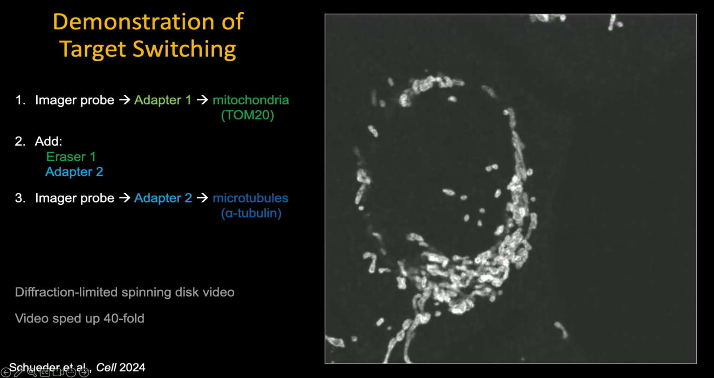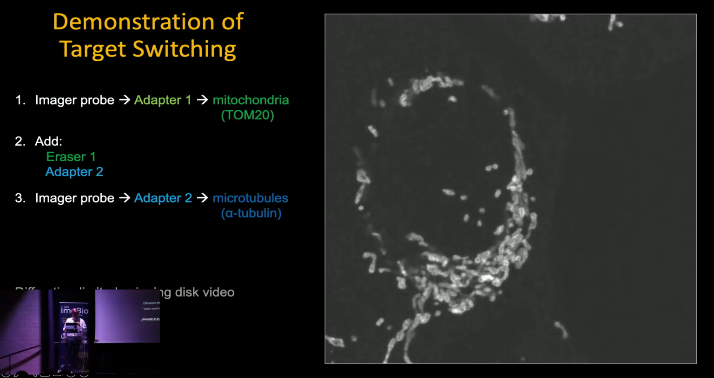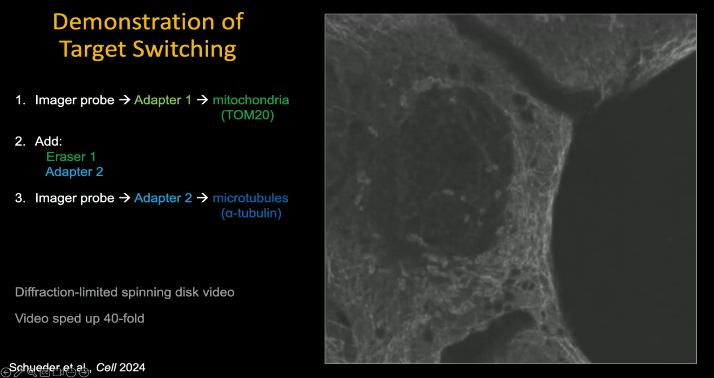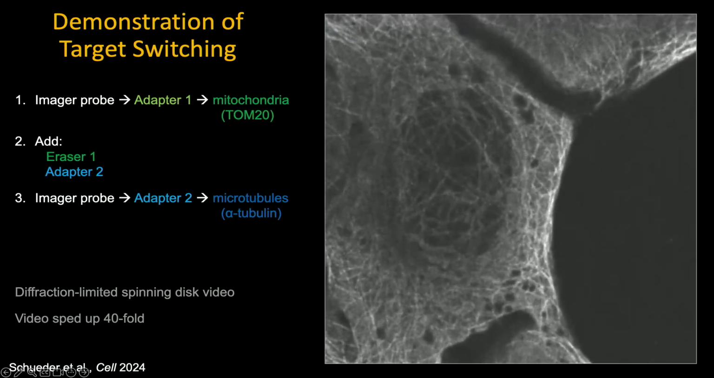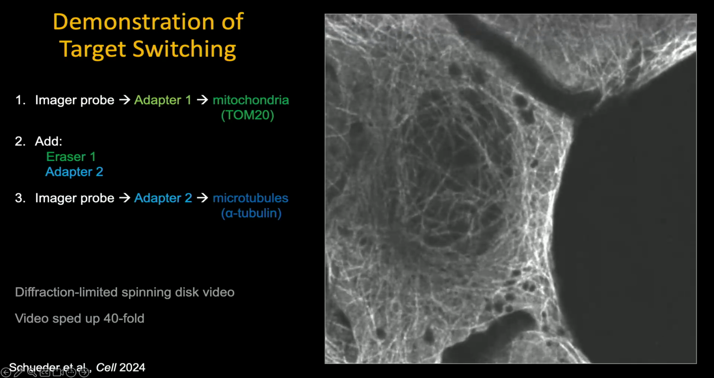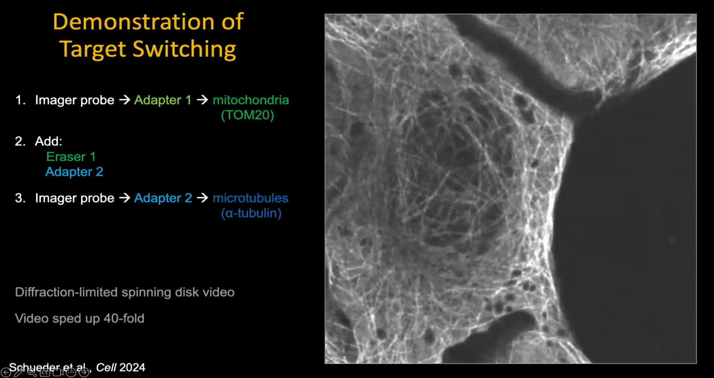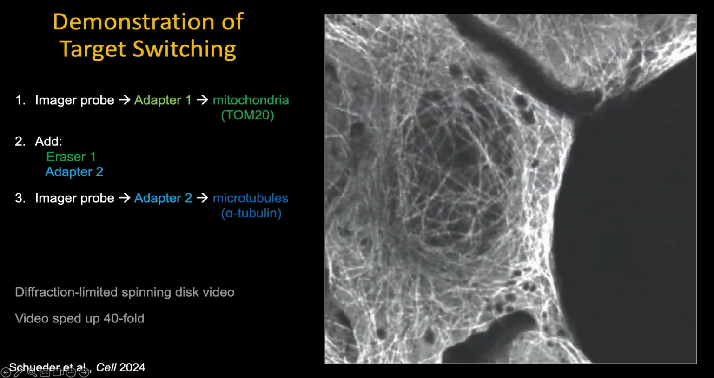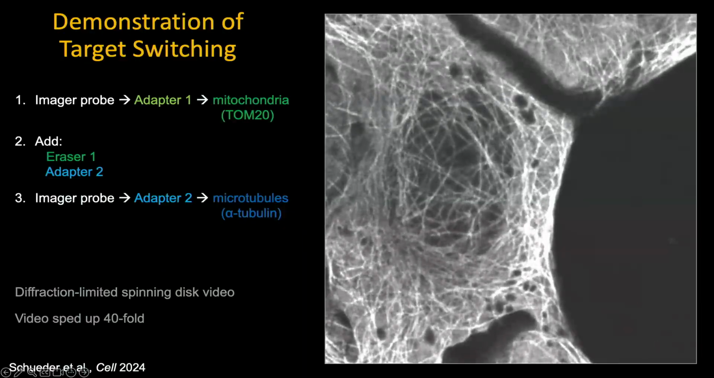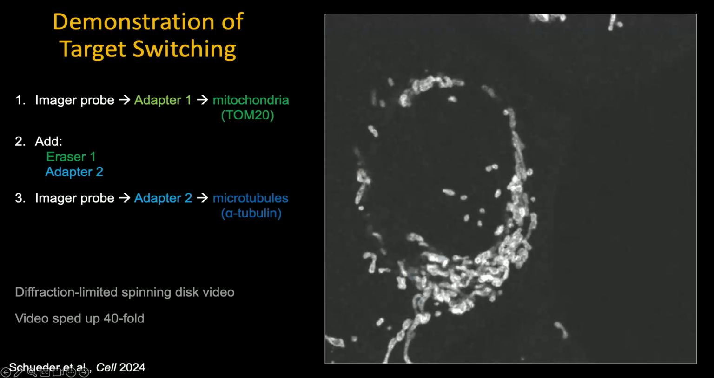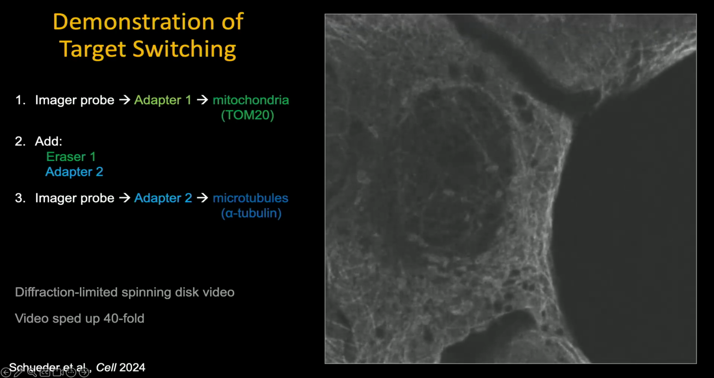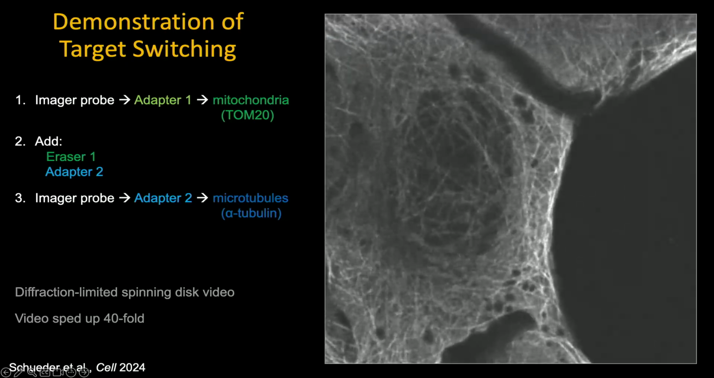And here, let me show you this in a spinning disk microscope setting. So we switch here from mitochondrial labeling to microtubule labeling by just adding that eraser and second adapter at the beginning of that movie. Let me replay this. So here you just see the mitochondria. I increased the contrast here to show that there's not much background. And then within a few tens of seconds or a couple of minutes, it switches.